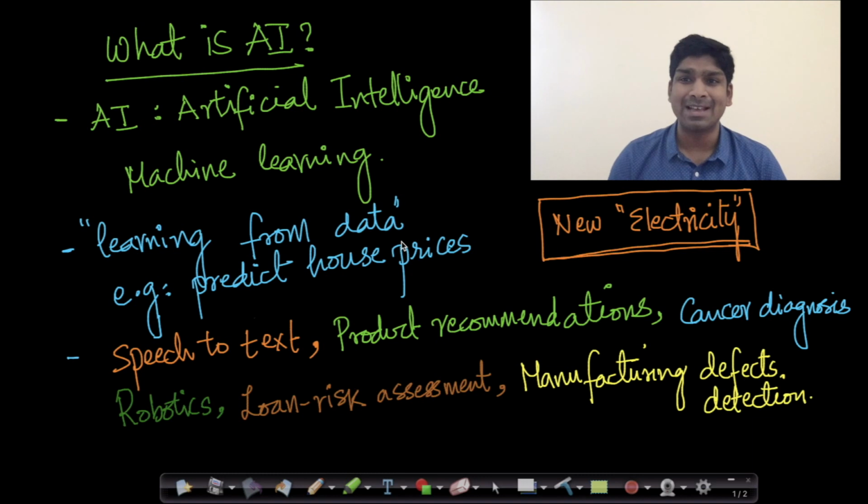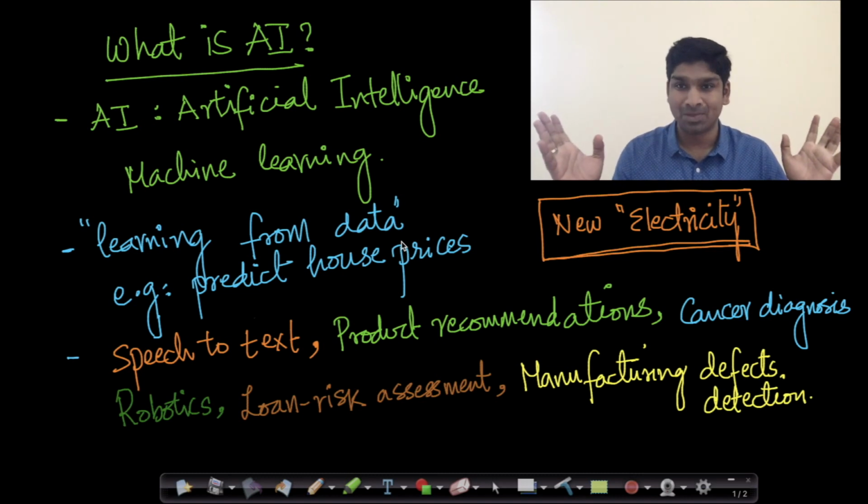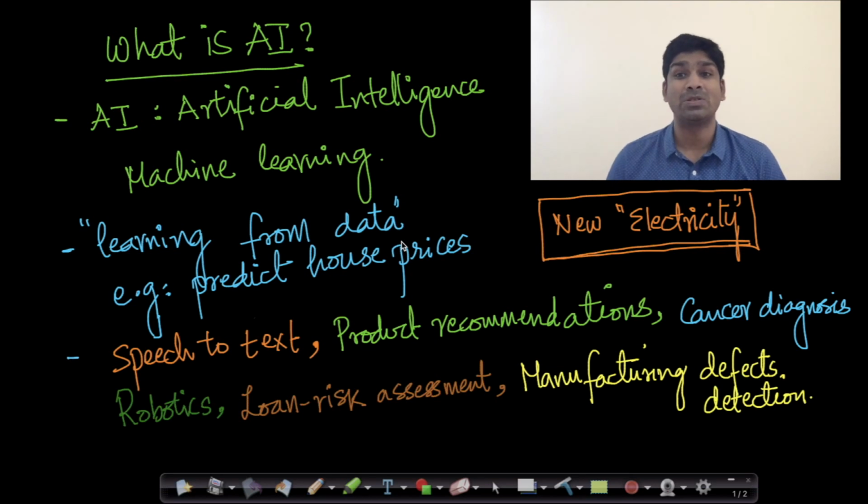One very interesting example in banking and finance is loan risk assessment. Statisticians have been working on assessing the risk of giving a loan to a person for almost as long as banking has been there. But today, because of the massive amounts of data that we have, and also because of new AI algorithms, banks and financial institutions are better able to predict the risk if I give a specific amount of loan to a specific person.